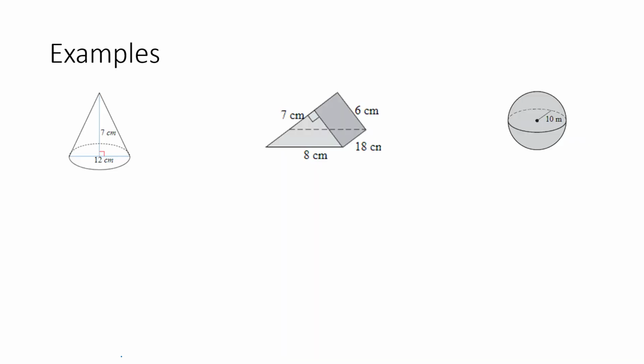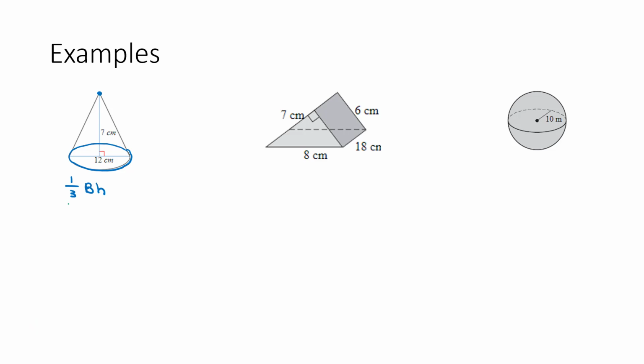So here's 3 examples. We're going to try and find the volume. How much stuff is in all of these? So we're going to start with this first shape. You'll notice this first shape has a circle for the base, and it comes to a point at the top. That means we are dealing with a cone. Same formula, though, as a pyramid. It is 1/3 times the area of the base times the height of the shape.